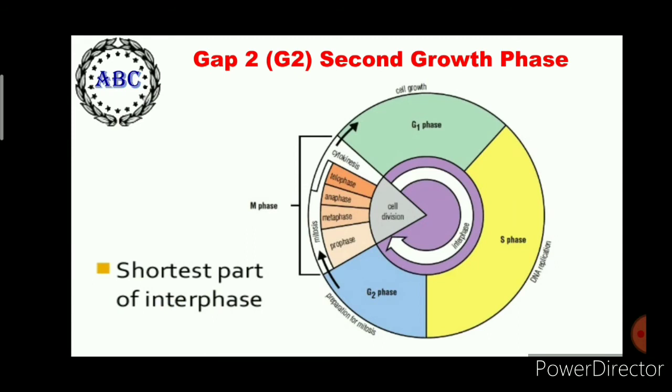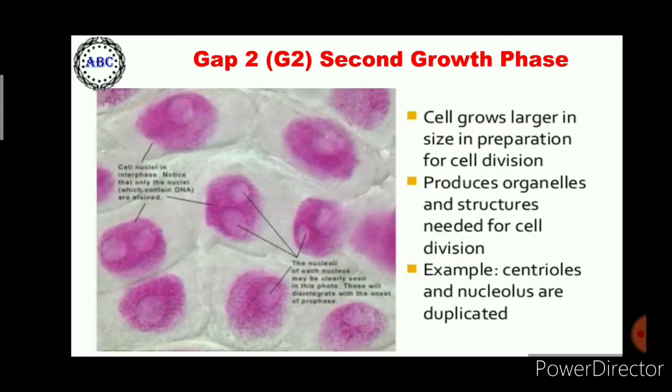The last phase of interphase is gap 2 or G2, also called the second growth phase, which is the shortest part of the interphase. It follows after S phase, and some cells can exit the cell cycle from G2 phase just as they can from G1 phase. Completion of these phases is known as interphase.